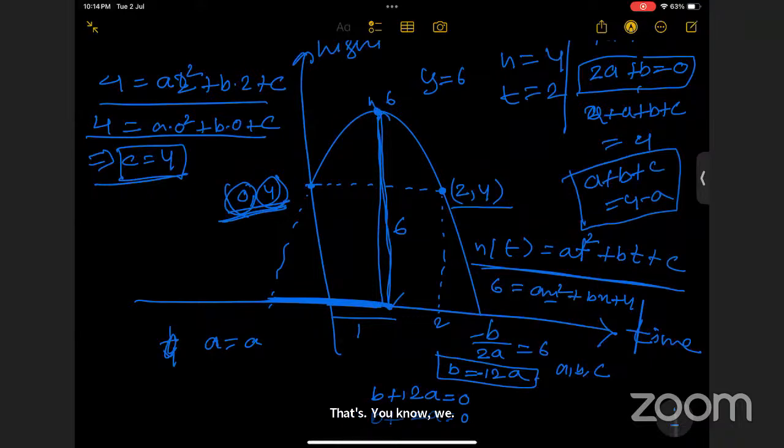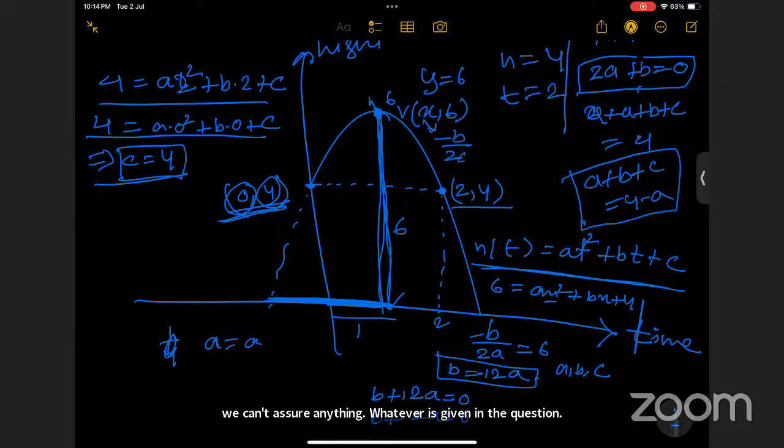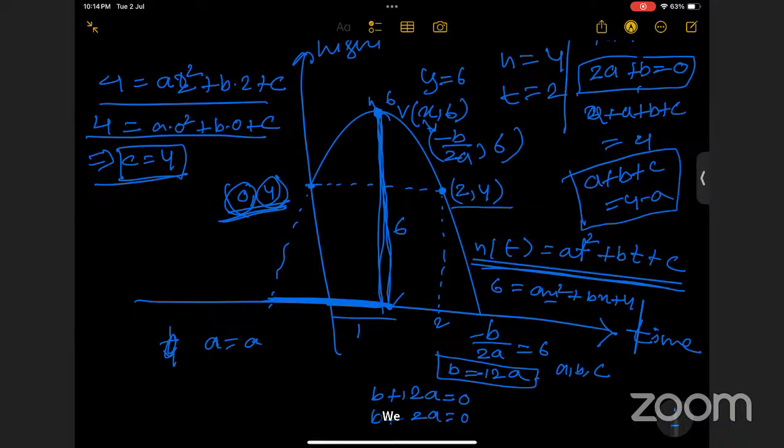If 6 is the highest point, then this is our vertex, right? And for the vertex, we have x and 6. This is the point coordinate. For x, we have minus b by 2a. So this will be minus b by 2a comma 6, and it will satisfy this equation. We can put this in, then we can get an equation using a and b.